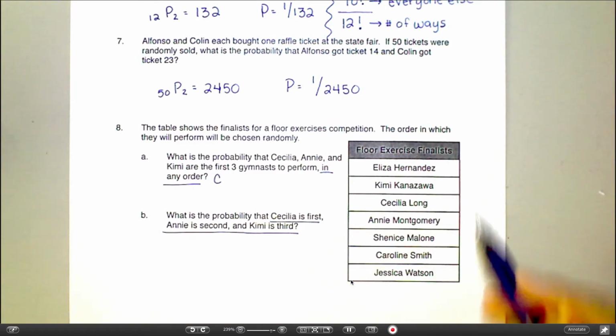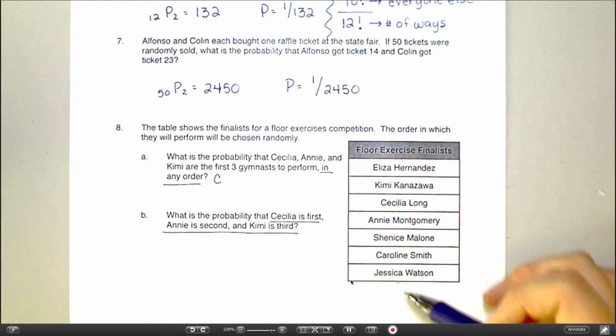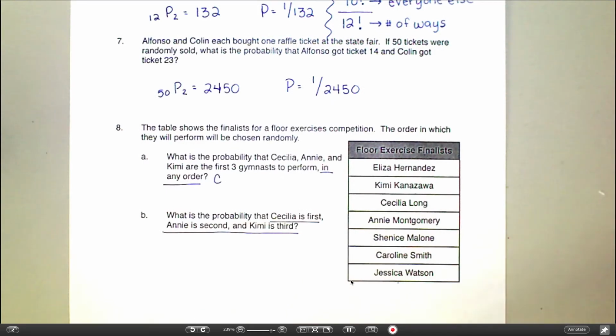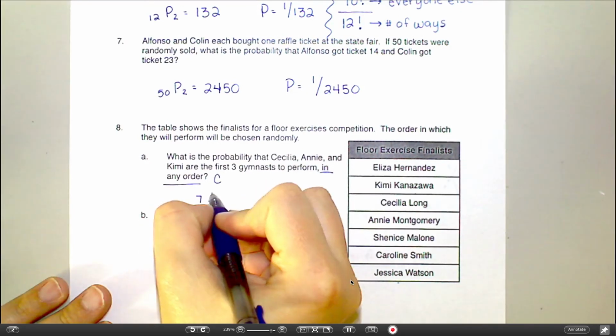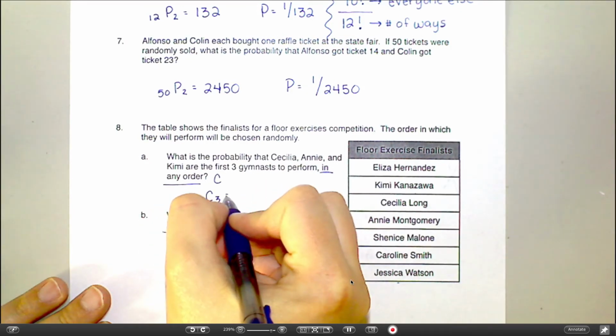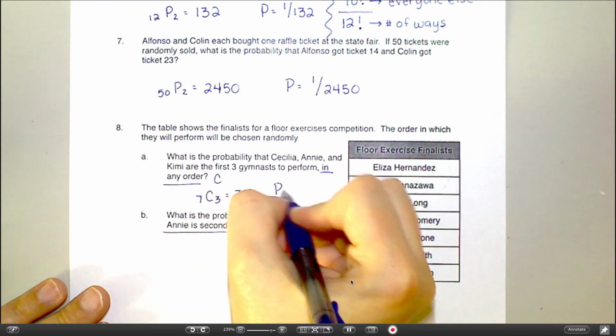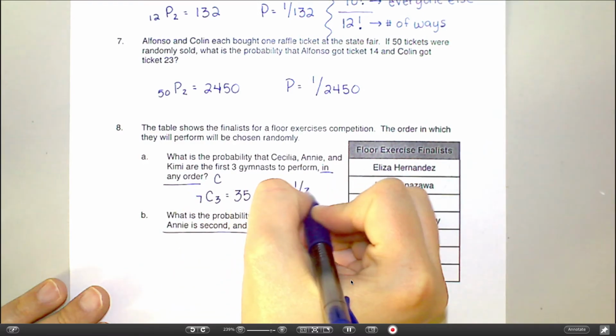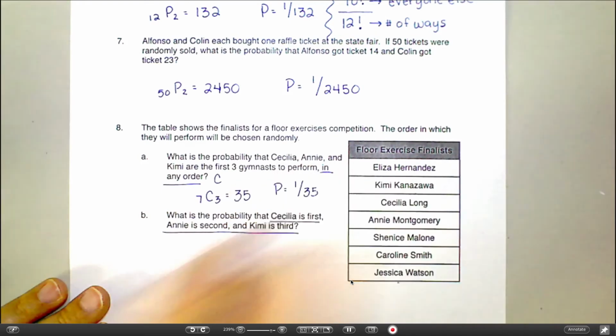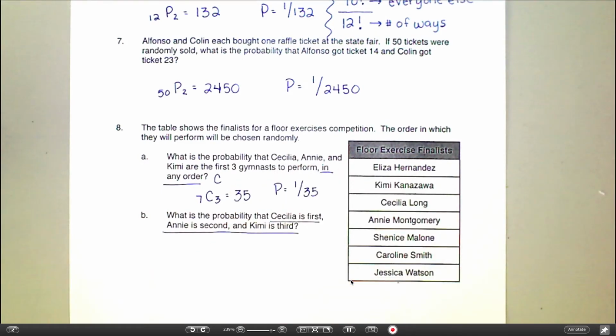So I have how many gymnasts? 7. Okay. So first I want to figure out, if I just take my 7 gymnasts and I were to pull a group of 3 of them, how many different groups of 3 could I get? So that would be 7C3, which is 35. And so there would be 1 out of 35 chance that the group of 3 I pull are these 3 girls, Cecilia, Annie, and Kimmy.